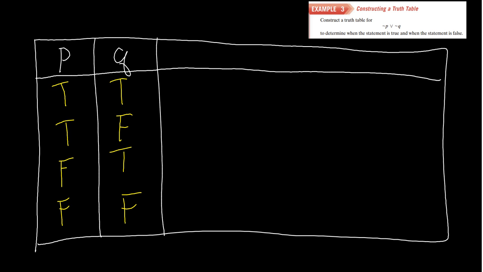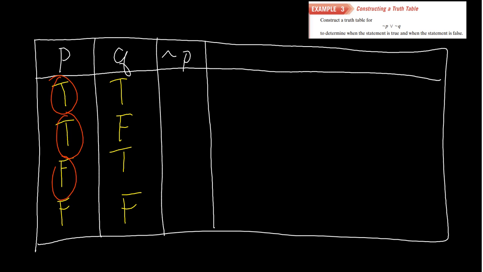Okay. Looking at the problem here, we need to figure out what not P is and what not Q is. All we have to do for that is write not P. Not P is just the opposite of these. So it's true, true, false, false, and the opposite of that is going to be false, false, true, true. And then we're going to do the same thing with not Q.